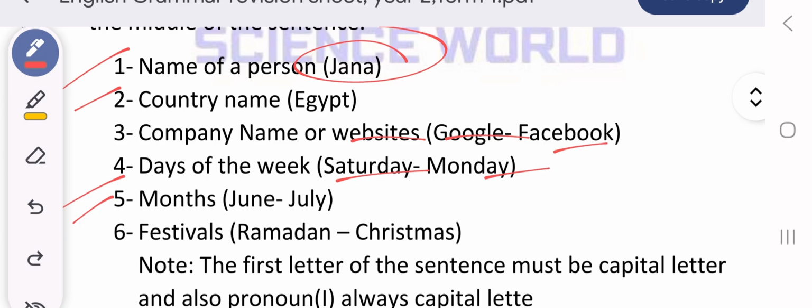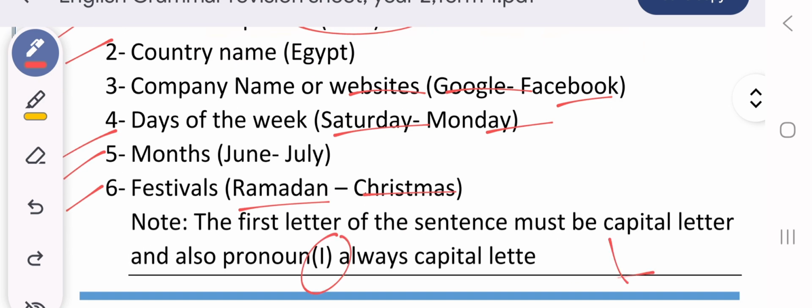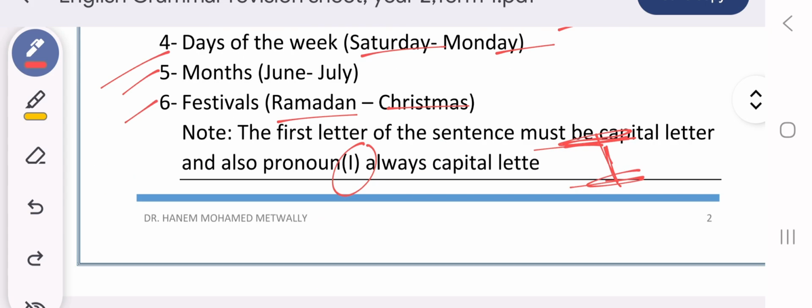June and July, the months, will be uppercase. Festivals like Ramadan and Christmas, the first letter will be uppercase. And also because you are special, the pronoun I, in any place of the sentence, will be uppercase, in any place.